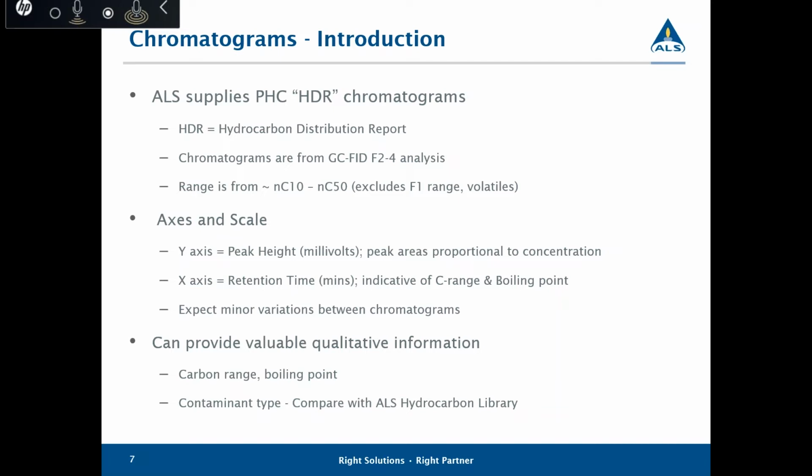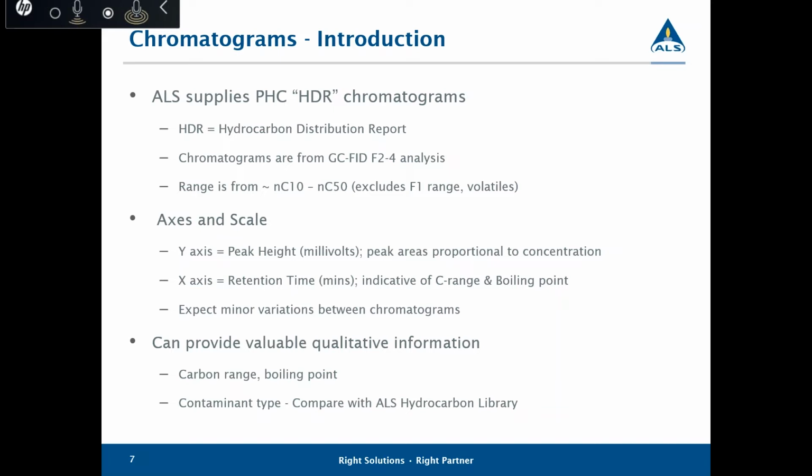So looking at the chromatogram, we have two axes. There's a y-axis, which is recording the peak height in millivolts. Peak areas are proportional to the concentration, so the higher the peak, the bigger the concentration. And an x-axis, which is recording the retention time, measured in minutes. It basically corresponds to the carbon range, the boiling point.